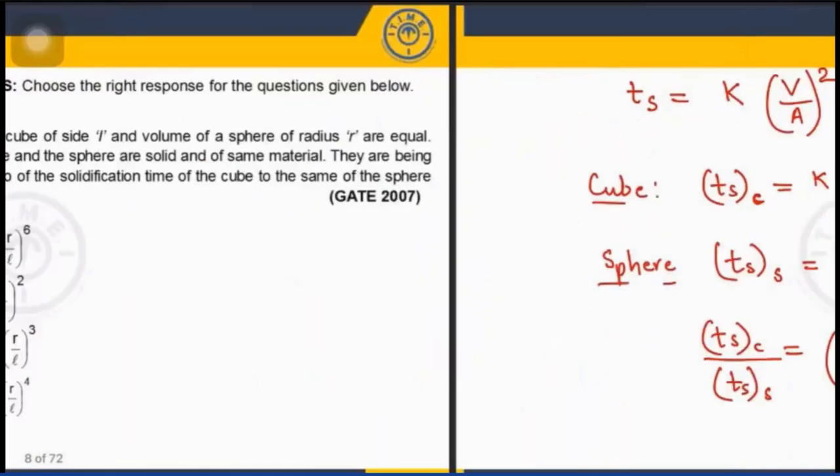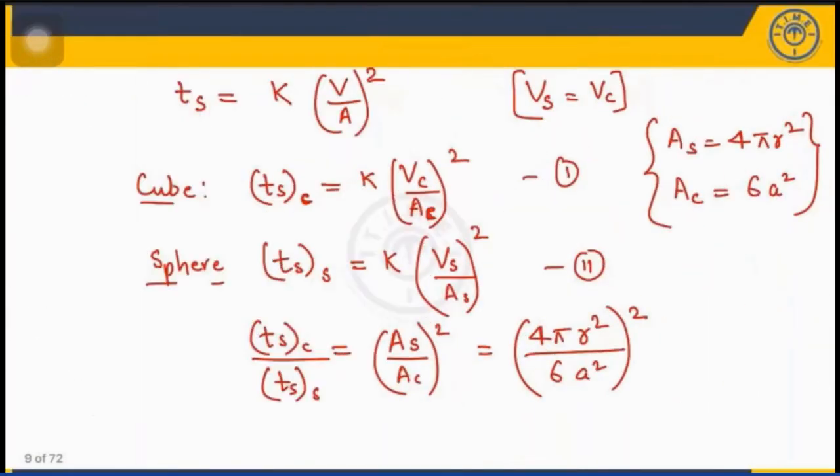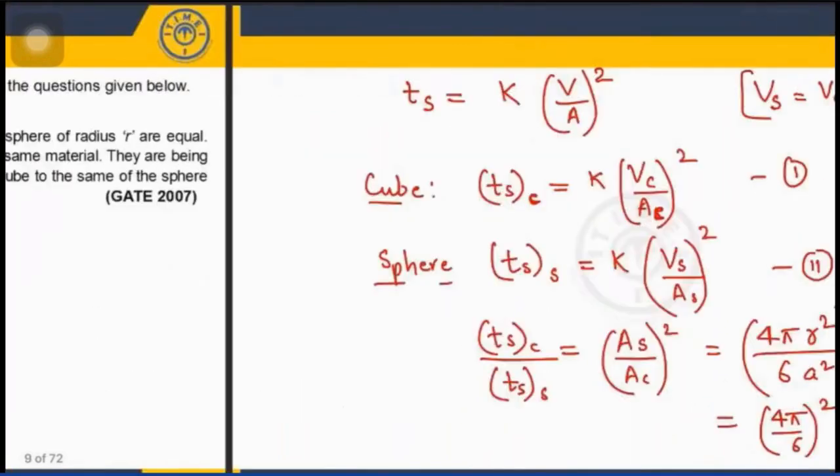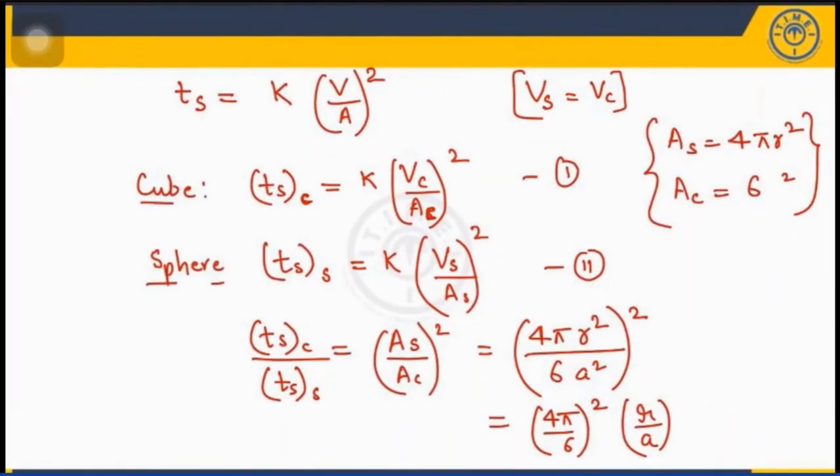Okay, so what are the options? 4 pi by 6, r by l. Now the answer will be 4 pi by 6 whole square, r by a. Here it is mentioned as l instead of a, the side of the cube, no problem. I will mention it in the same notation, so this will become r by l whole square. So the solidification time of cube to the solidification time of sphere is coming out to be 4 pi by 6 whole square into r by l whole square.